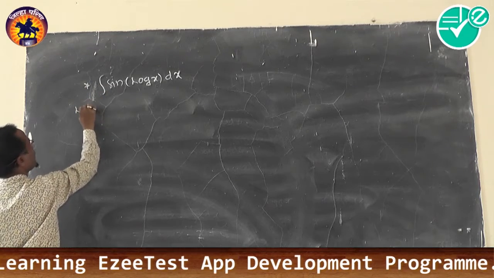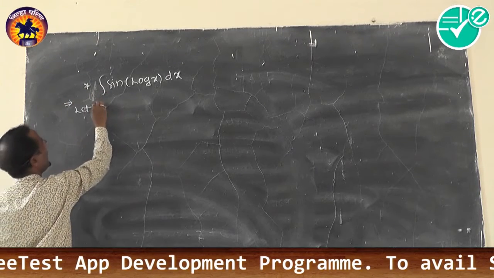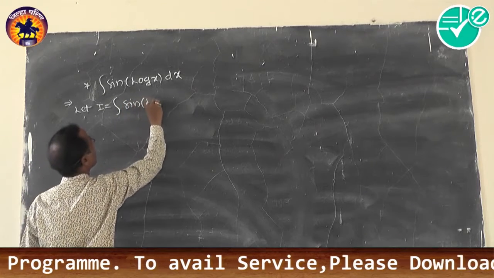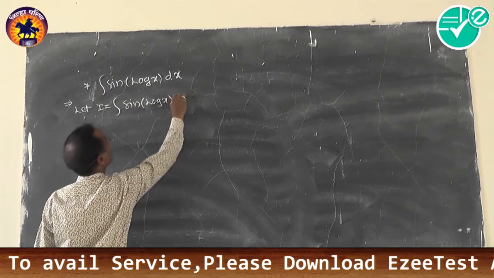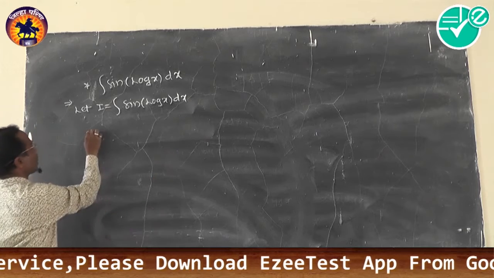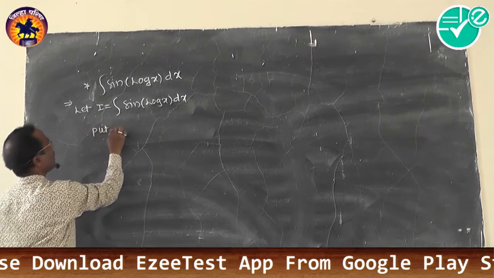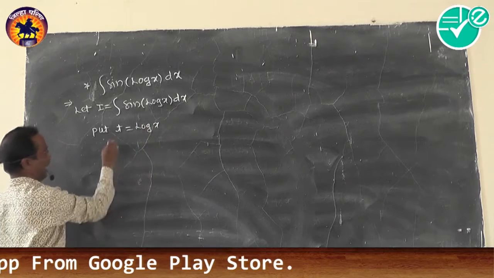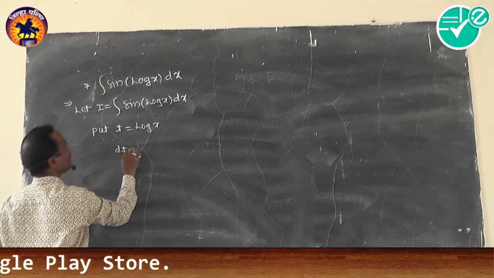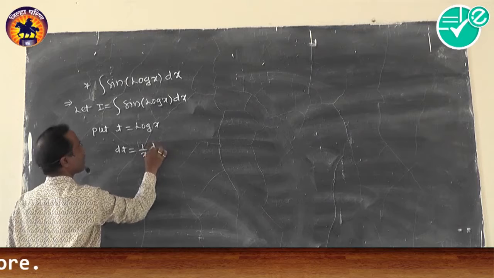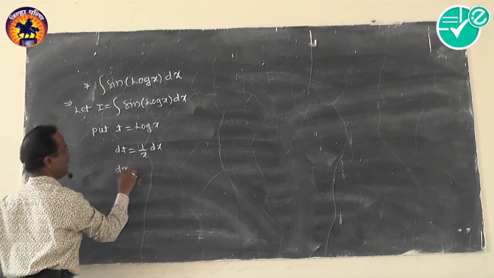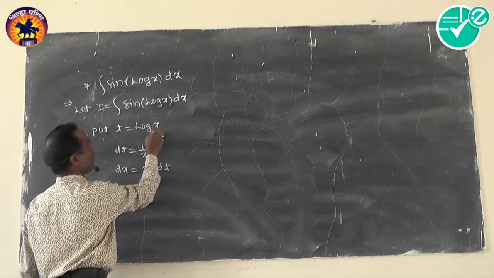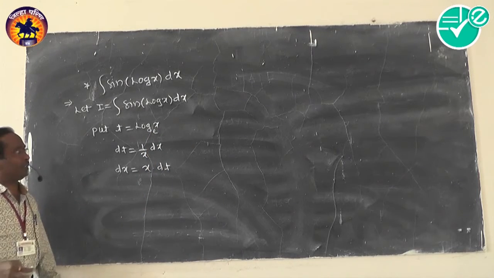Let I is equal to integral of sin of log x dx. Now put t is equal to log x and derivative of this function is 1 by x dx. Therefore dx is equal to x into dt, and here base of the logarithm is nothing but e.